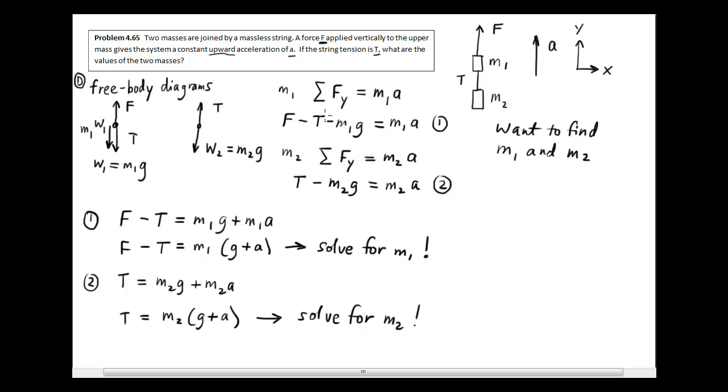Now, this problem is not the same as all the problems that you have. Sometimes you'll need to combine equations 1 and 2 to get rid of one of the unknowns in order to then solve for the other one. But in this particular problem, equations 1 and 2 could be used individually to solve for the desired masses. So hopefully this will help you on this problem and similar problems that are assigned on your homework.